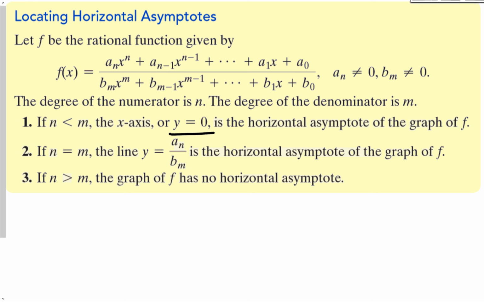If the degrees are the same, then the horizontal asymptote is a sub n divided by b sub m. These two numbers, whatever they happen to be, divided by each other. That's the horizontal asymptote. If the top one is bigger, there is not a horizontal asymptote. There is something different, and we'll get to that at the end of this section.